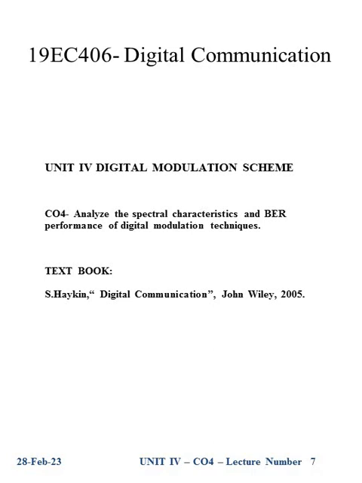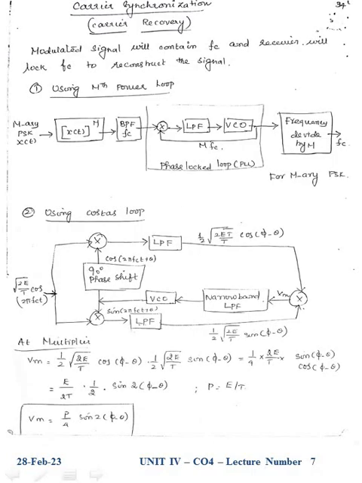This is unit number 4, digital modulation schemes. The course outcome of unit 4 is to analyze the spectral characteristics and bit error rate performance of digital modulation techniques. In the previous classes we discussed various modulation schemes, their probability of error, bit error rate and the corresponding signal space diagram. In this lecture we are going to learn about carrier synchronization. This is a different topic from the previous lectures.